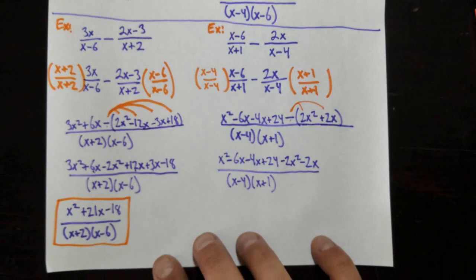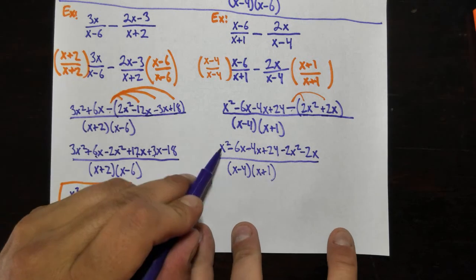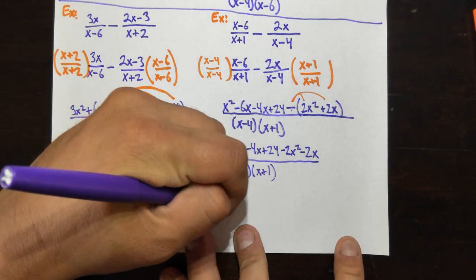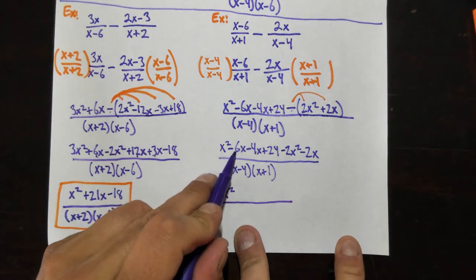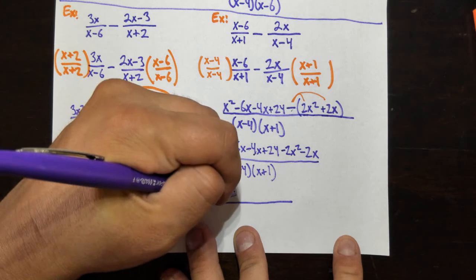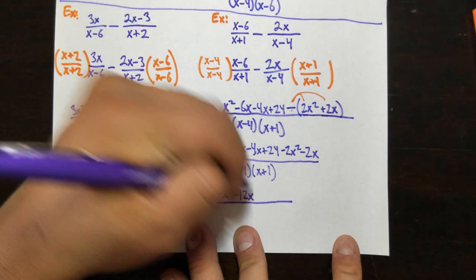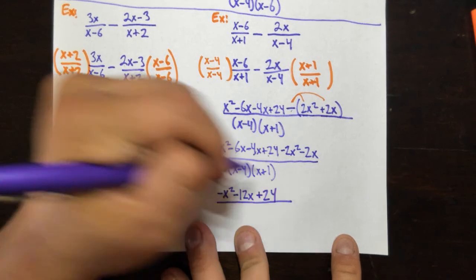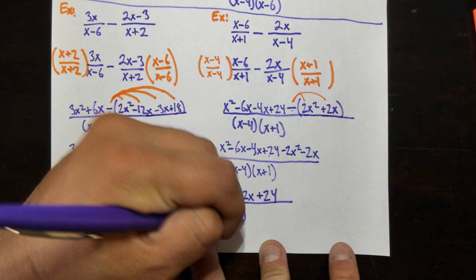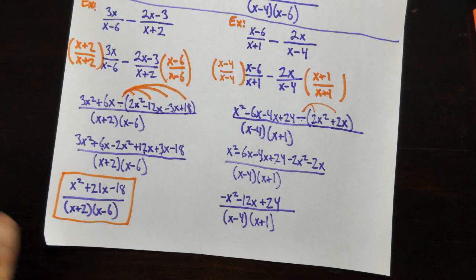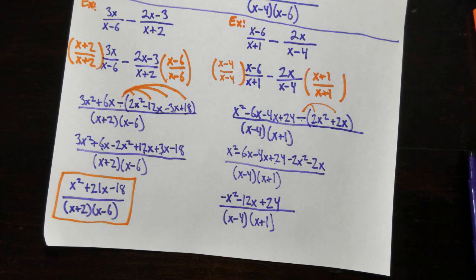And then finally we just need to combine like terms. x squared minus 2x squared is negative x squared. Negative 6x minus 4x is negative 10x. Minus 2x is negative 12x. And then we just have one constant of 24. And it's over x minus 4, x plus 1. So that is how we add and subtract rational expressions.